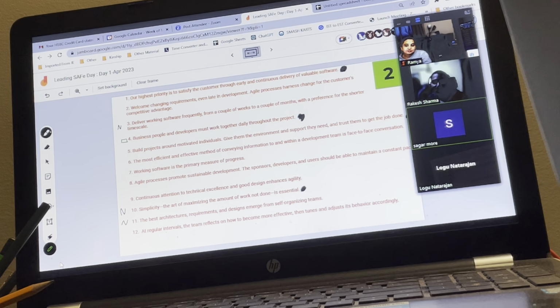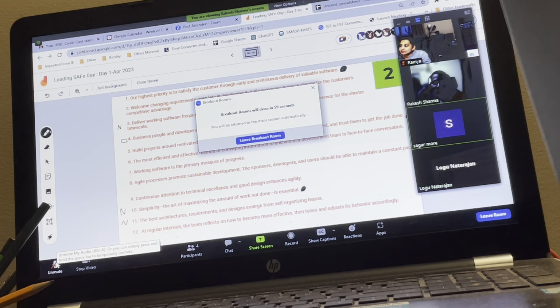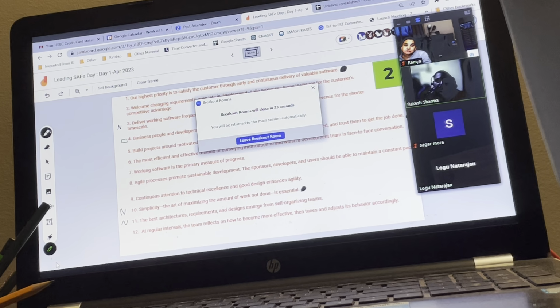Okay. And I think for the 10th, we have 2 votes. So who has given for the 10th? Yeah, for the 10th I gave because it says simplicity, the art of maximizing the amount of work not done, so that we can focus on the value part. Whatever we are doing in this iteration is extremely valuable. That's why we try to maximize the work not done, put most of the things in the background and take the things which are extremely valuable.